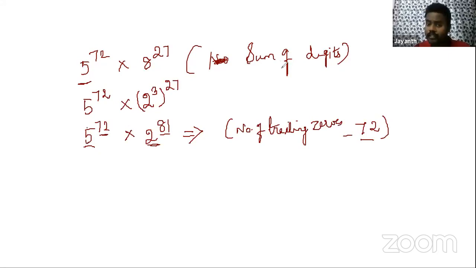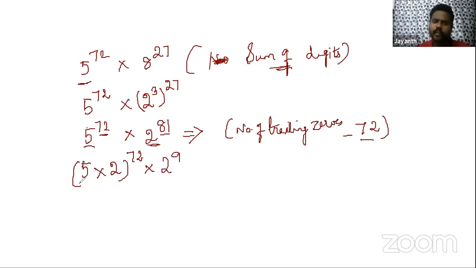But what is the question asked? Sum of digits. So what do we have to do? You can write this as 5 into 2, with 72 common here. Taking 72 as common, out of 81, 72 gone, we are left with 9. So this expression can be written as 5 into 2 power 72 into 2 power 9. So this becomes 10 power 72 into 2 power 9, which is 512.